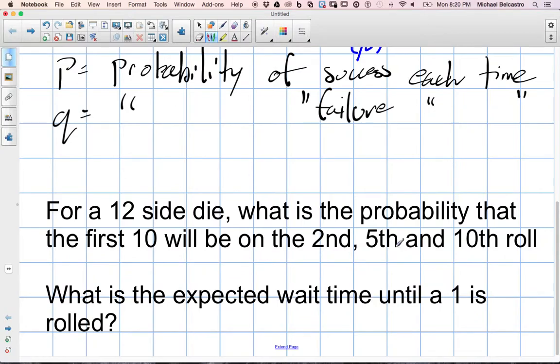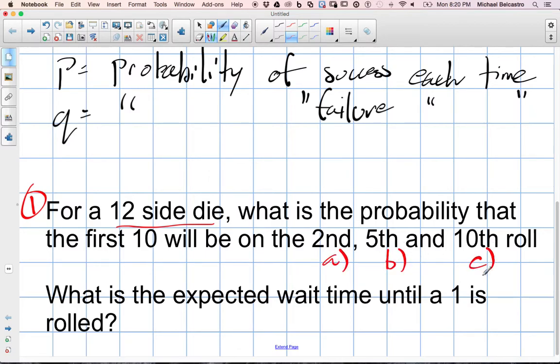So let's go into our question here, and we'll separate it into different questions. Number one, for a 12-sided die, what is the probability that the first 10 will be on the 2nd, 5th, and 10th roll? These are all separate questions. I should have written them as A, B, and C. We're just going to go through three different questions. So for the first question, we'll read it again.